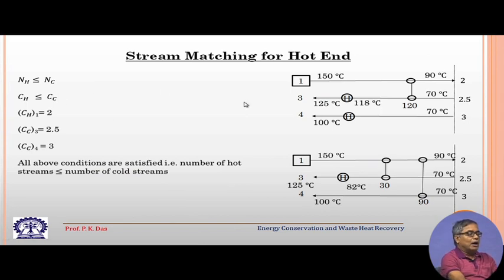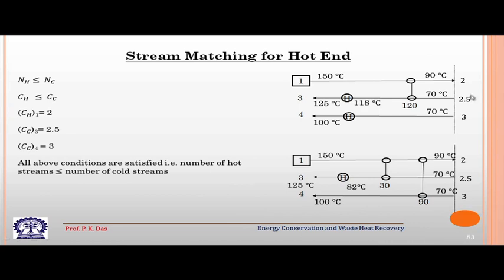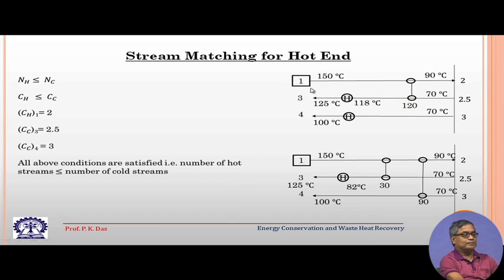So, this is the hot end. For the present problem of the hot end, there are three streams. One hot stream starts from 150 degrees Celsius and goes down to 90 degrees Celsius. For the cold streams, the pinch point on the cold side is 70 degrees. One goes from 70 to 125 degrees Celsius, and another is from 70 to 100 degrees Celsius. These are not the supply temperatures of the cold streams.